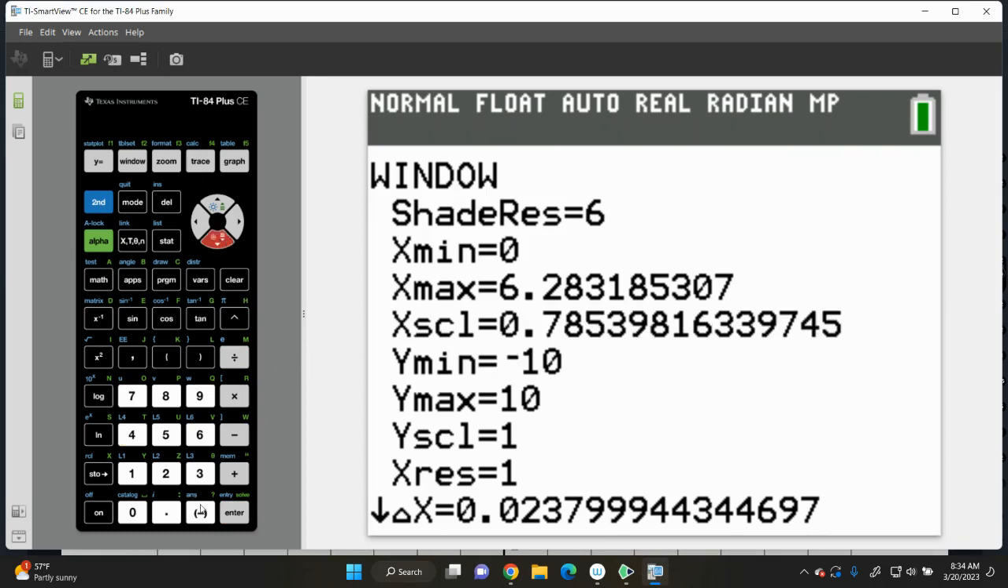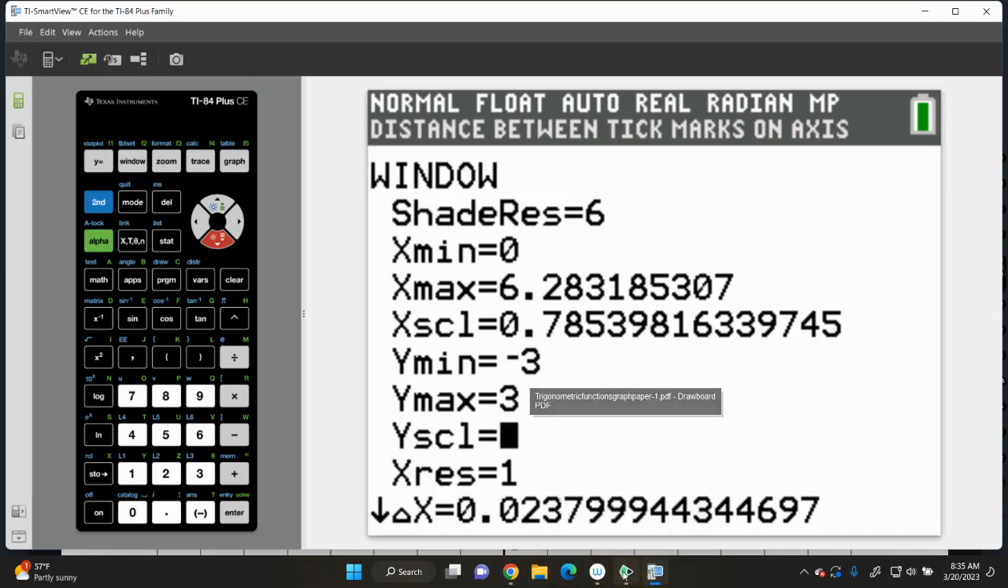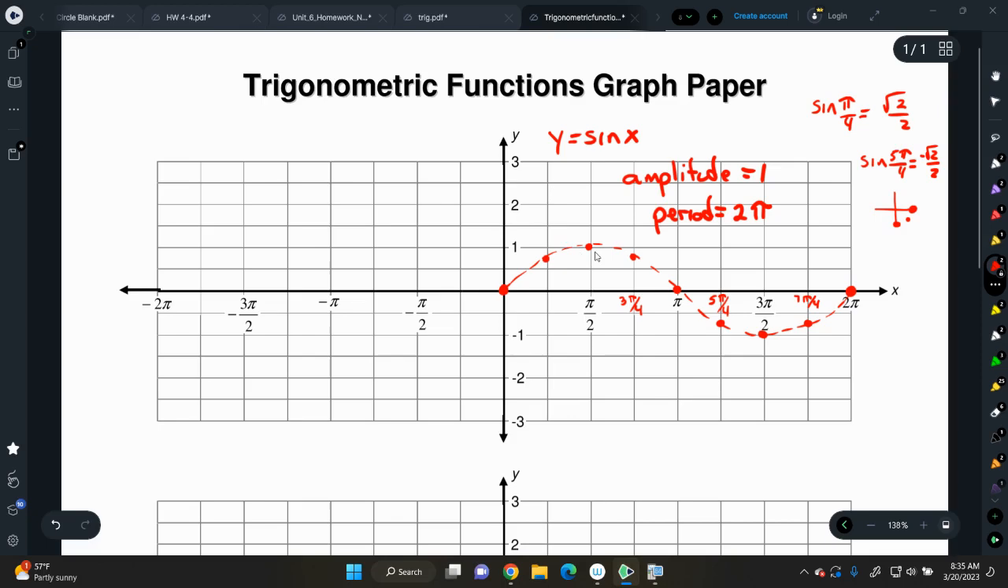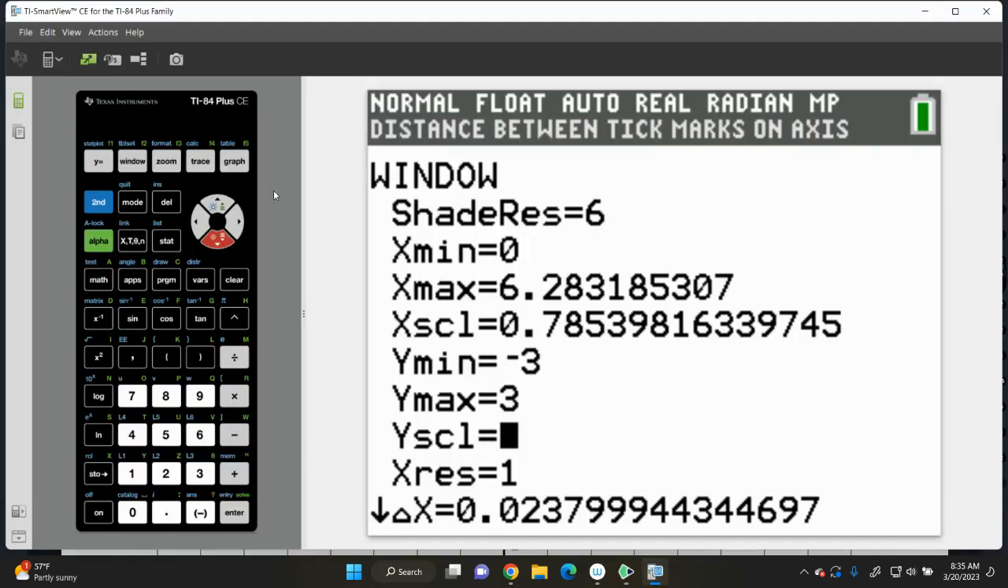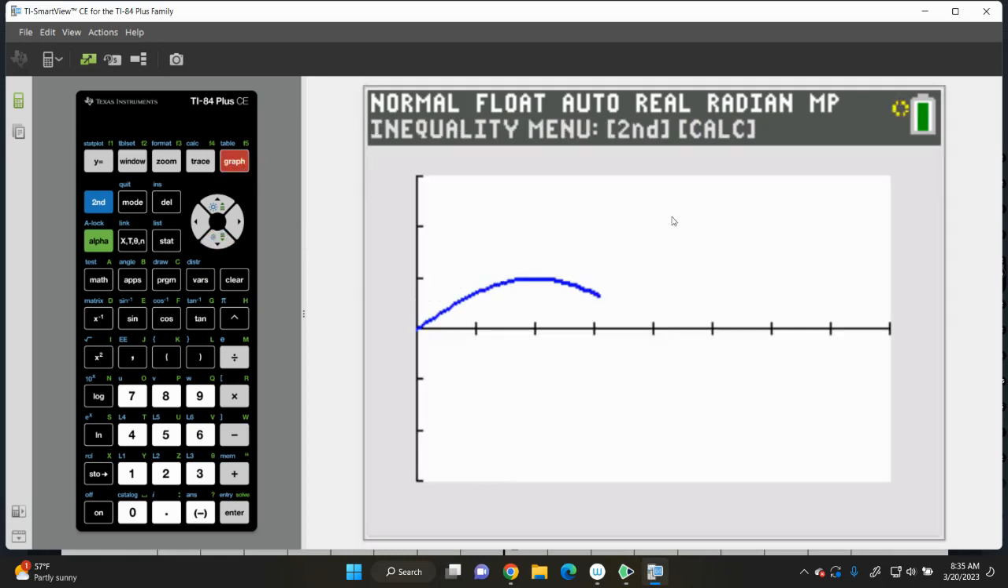Okay, now the y min and max, I'm just going to go negative 3 to 3. How high did it go on our graph, by the way? What was the maximum? 1. Right. So negative 3 to 3 is going to give me plenty of space. Okay, so let's go ahead and graph this. And there we have it.